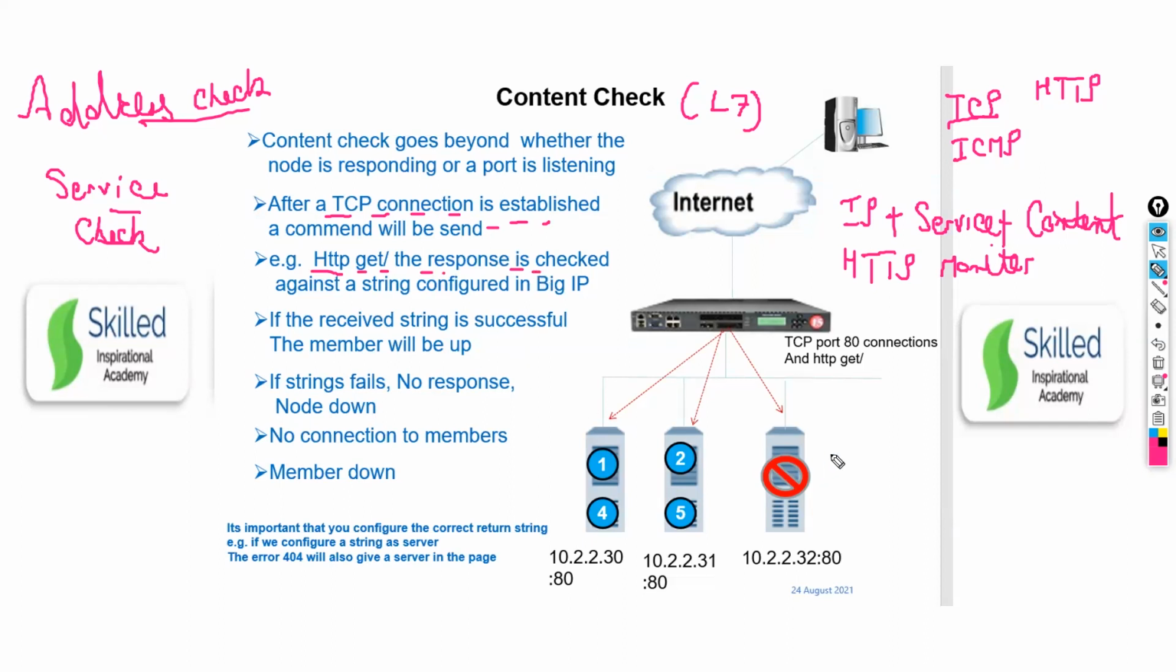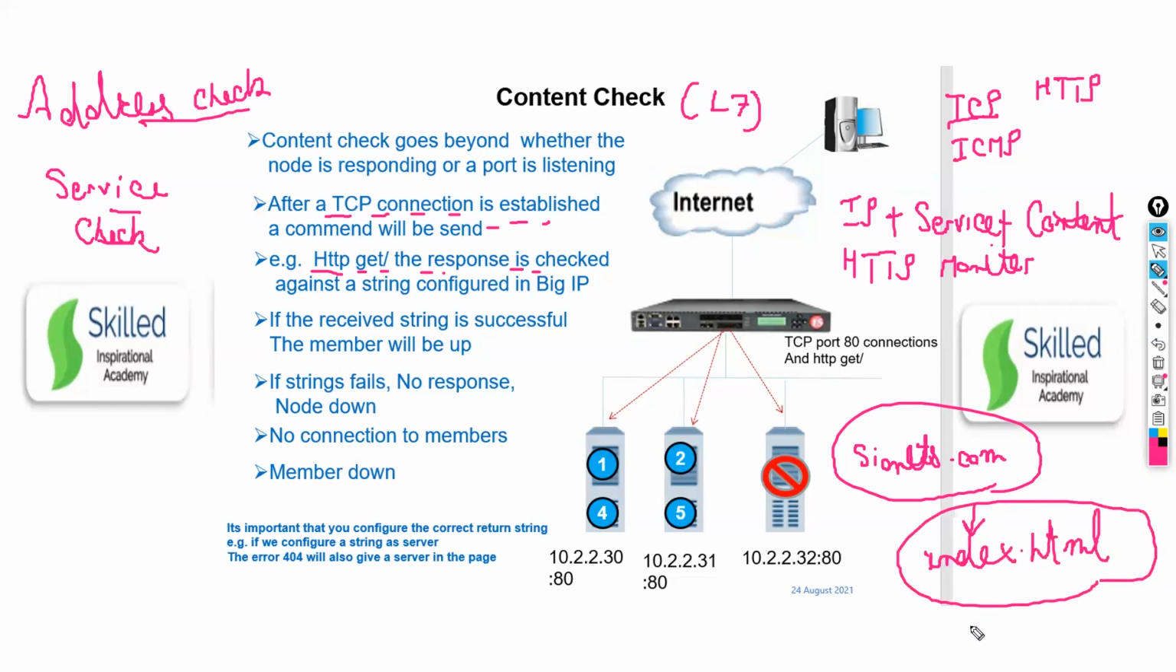Let's say I have a website called SIANETS.com. In SIANETS.com, I need to check one directory called index.html. I want to check whether this page exists in this website or not. That is called a string. So it is checking your content.